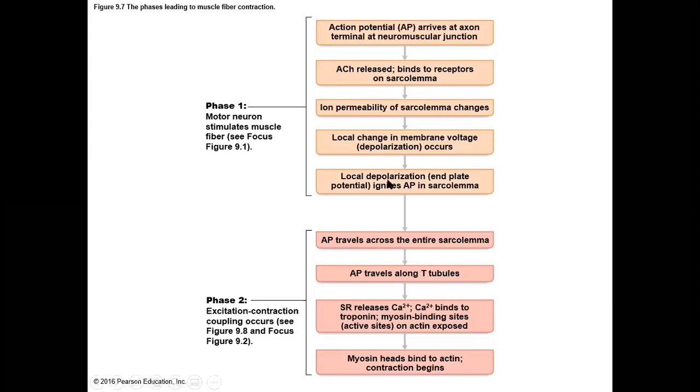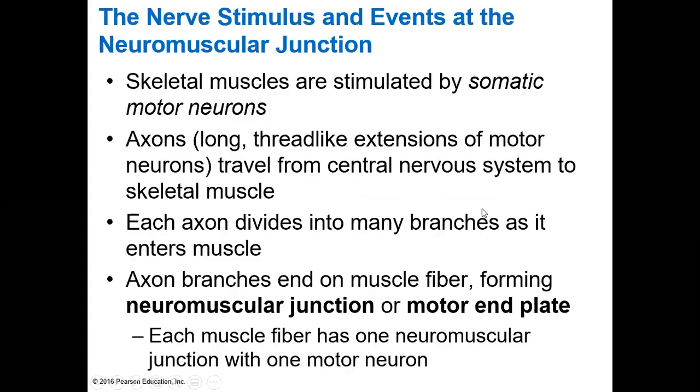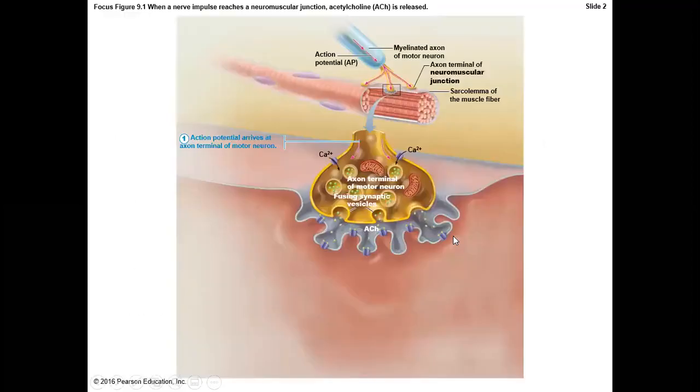And the depolarization ignites another action. Well, it's actually the same action potential, but then it ignites it in the sarcolemma. We're going to stop there for a moment. So skeletal muscles are, of course, stimulated by somatic or body motor neurons, and they end at a neuromuscular junction or something called a motor end plate. It's the same thing, just different names.